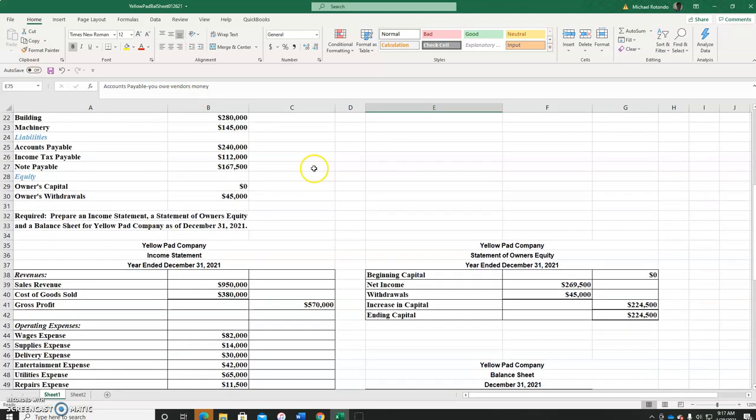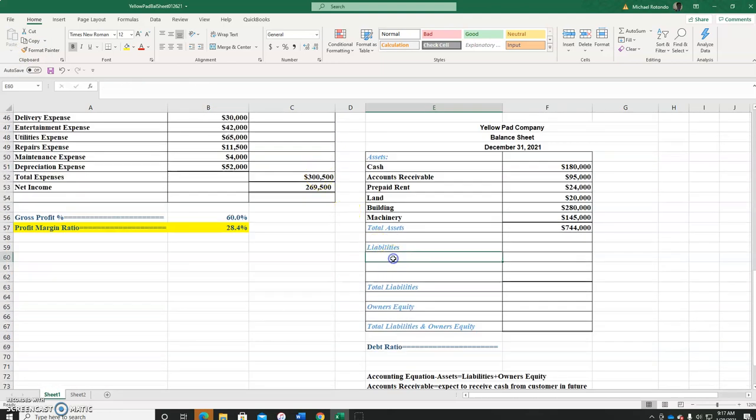Okay, so we have accounts payable of $240,000.